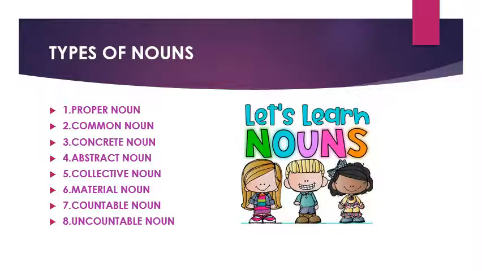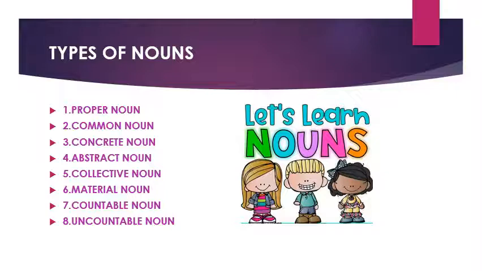Let us have a look on the types of nouns. You must have heard about only 5 types of nouns, but here we are going to discuss more. First is proper noun, then common noun, then concrete noun, abstract noun, collective noun, material noun. Sometimes the nouns are called countable and uncountable also.